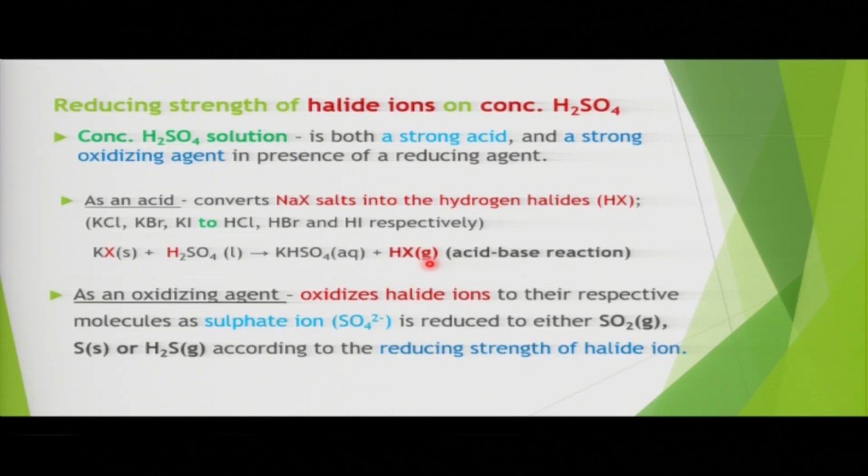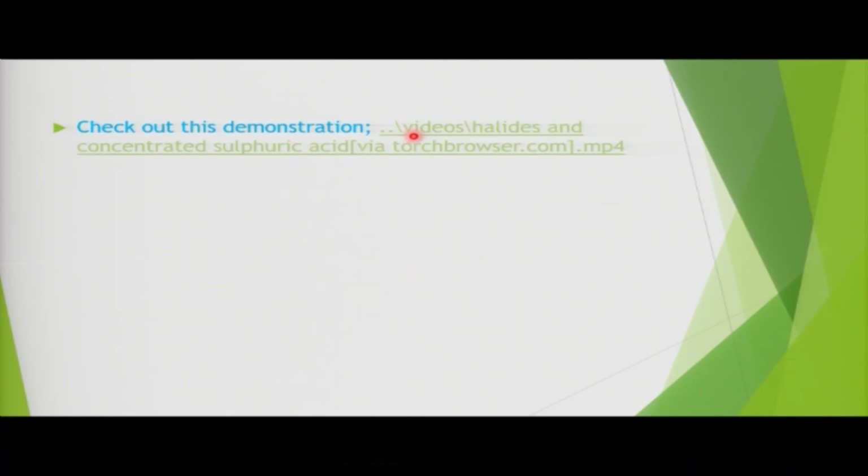So what happens if it is reacting as an oxidizing agent? It will remove electrons from the halide ions as it gains them. So in the process, it will be reduced to different products depending on the strength of the halide ion. In other words, we expect different products when you compare a chloride, a bromide, and an iodide. Let's specifically see that by looking at this experiment.